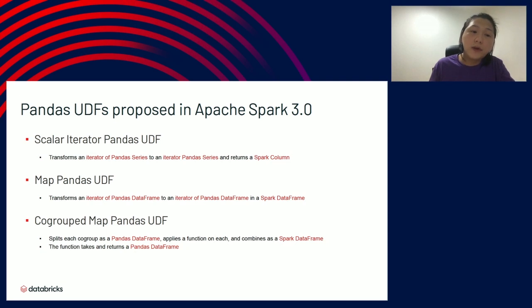In Spark 3.0, even more new types of Pandas UDFs are implemented. The first one is the Scalar Iterator Pandas UDF, which allows you to use an iterator within the Pandas UDF. The second one is the map Pandas UDF. This also allows you to use an iterator, but it's more like mapPartitions in the RDD APIs. And the last one is the cogrouped map Pandas UDF. This is similar to the grouped map Pandas UDF, but it allows you to co-group two different data frames. In this case, the Scalar Iterator Pandas UDF returns a Spark column, and the others return a Spark data frame.